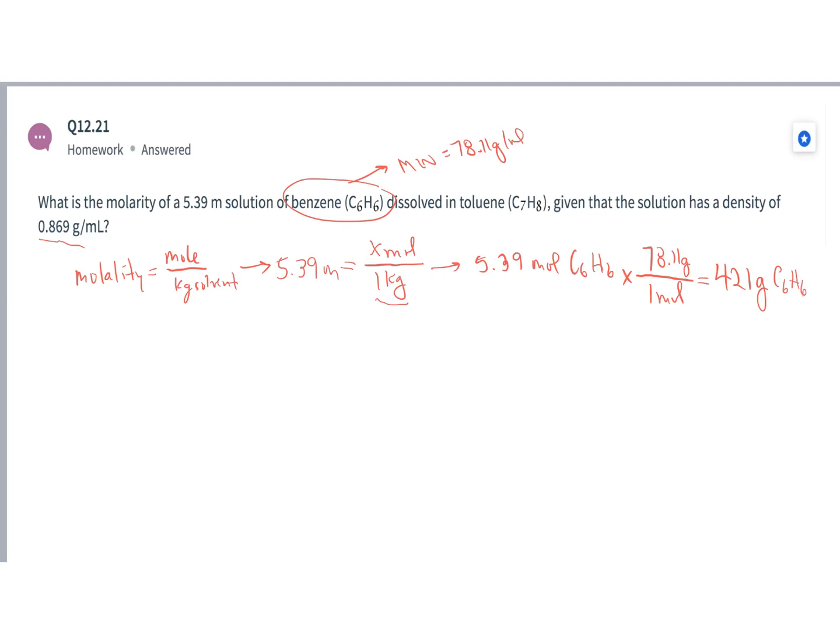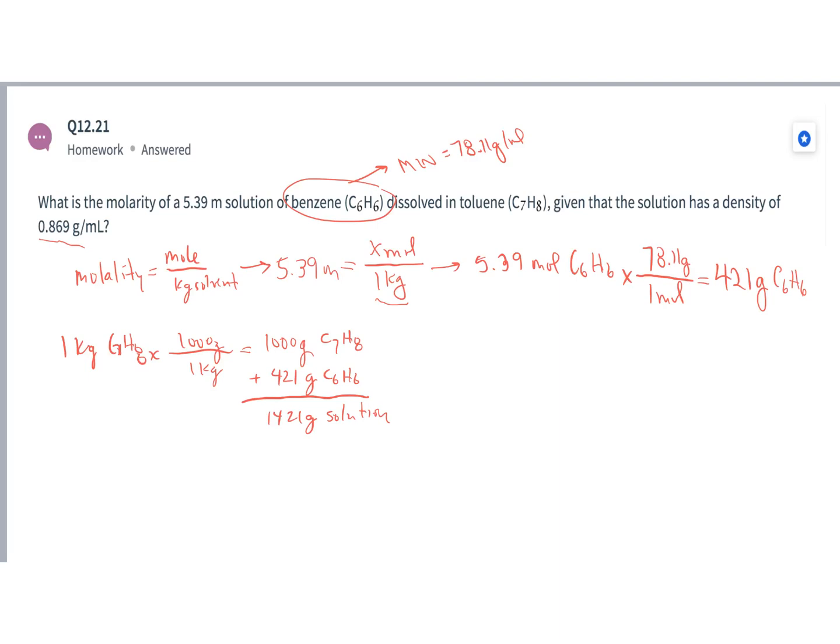So now I need to add this to the mass of the solvent, the 1 kilogram mass of the solvent. So I have 1 kilogram of toluene, C7H8, and I know for every 1 kilogram I've got 1,000 grams. So I have 1,000 grams of toluene plus my 421 grams of benzene for a total of 1,421 grams of solution.